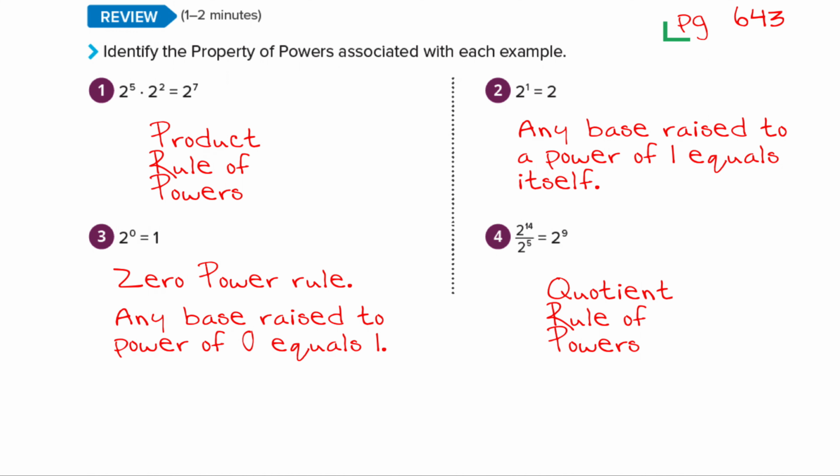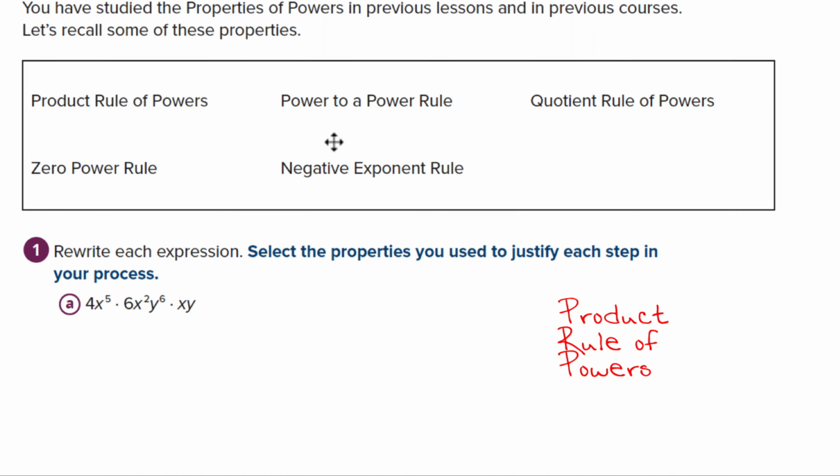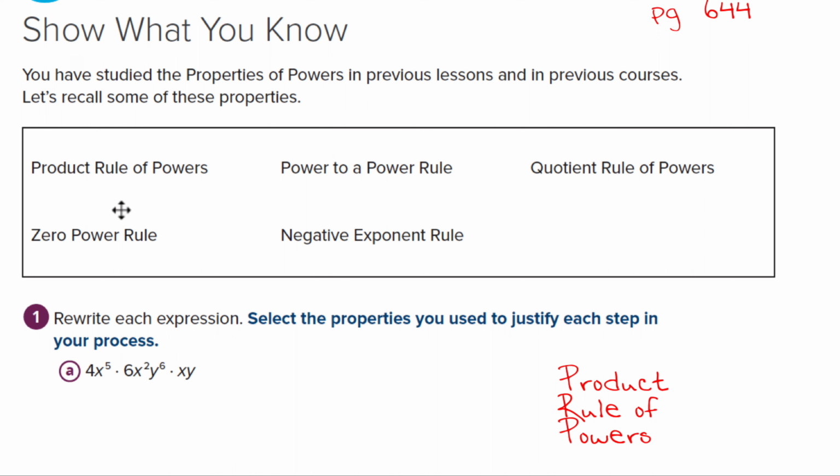Let's move to the next page, which is 644. We're going to review all of these different powers. Now, the product rule of powers we just looked at the page before. The power to a power rule, let's check that one out. What if we have 2 to the 4th power, and that's raised up to the 3rd power? I'll go back and do that in a second. But 2 to the 4th power raised to the 3rd equals 2 to the 12th power. That is called the power to a higher power rule.